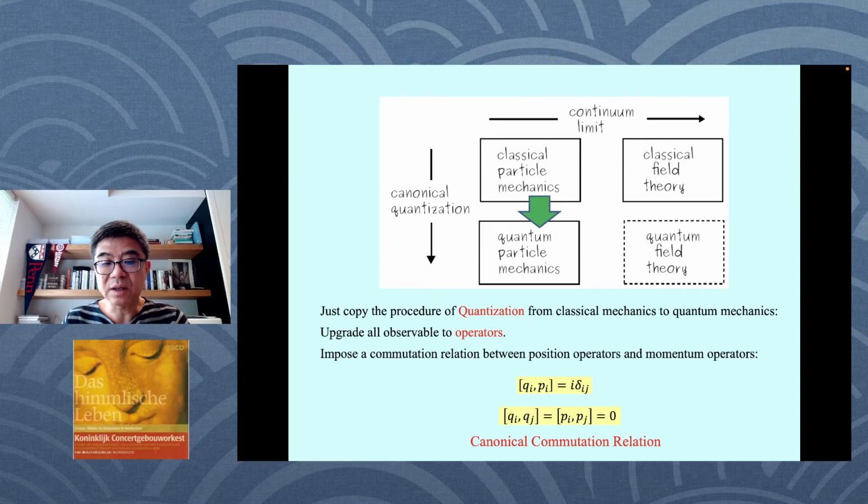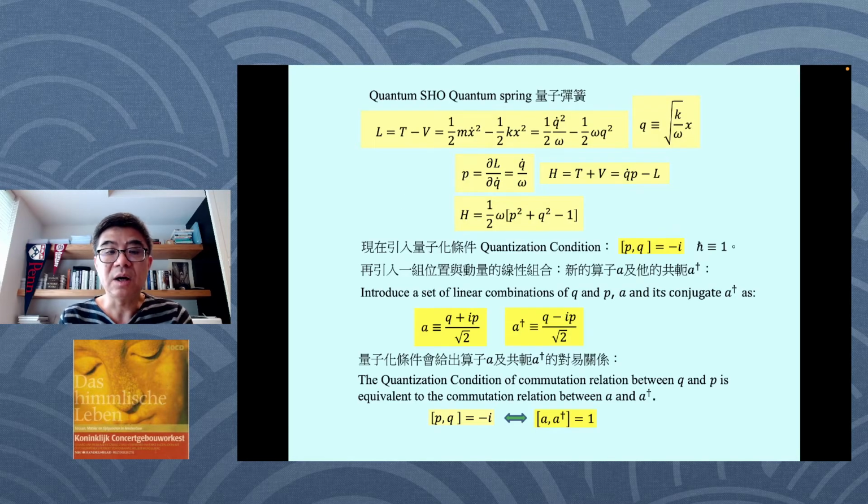And from this canonical commutation relation, almost everything in quantum particle physics could be derived. That's why canonical quantization is very, very important. Let me illustrate the importance of this commutation relation by discussing quantum simple harmonic motion. Sometimes I call it the quantum spring. Simple harmonic motion is one of the most important systems in the physics world, and by quantizing it, you will find a very surprising result in the end.